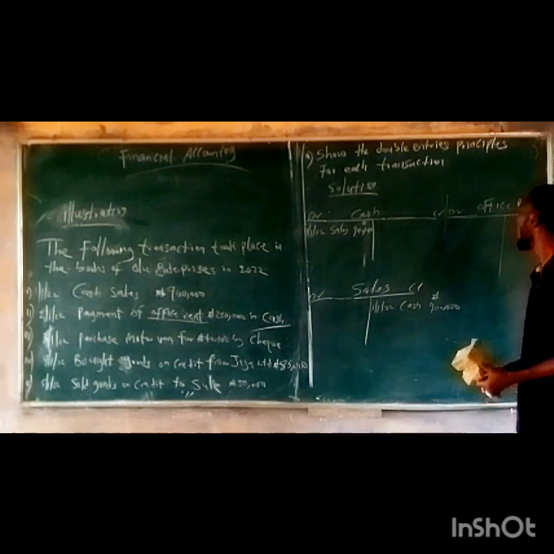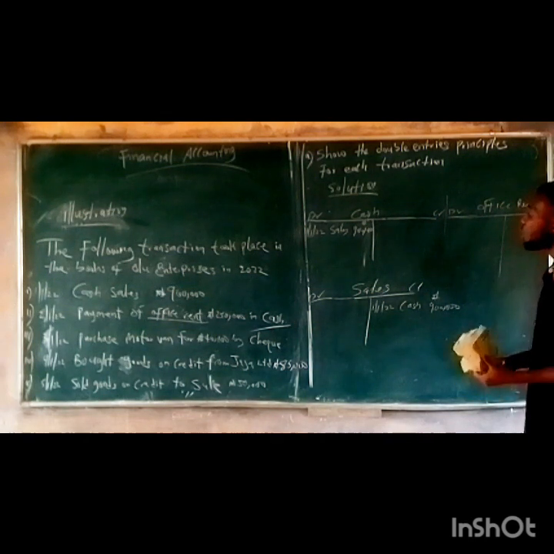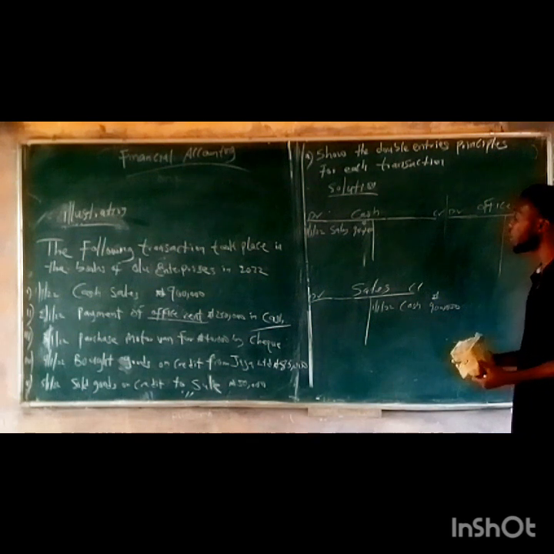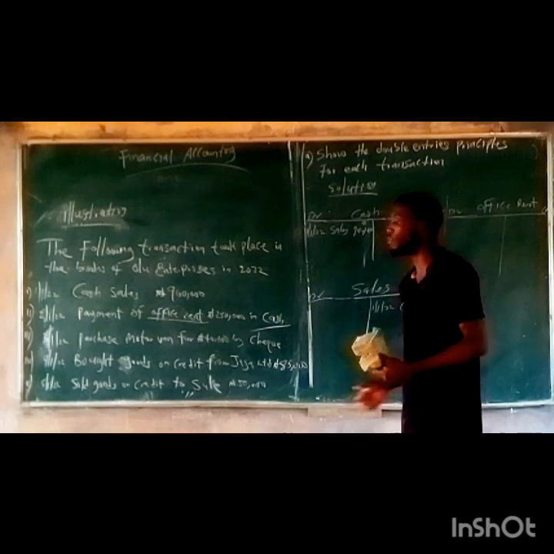Alright, now payment of office rent 250,000 naira in cash. Now how do I do that? The first thing you need to do is identify the two major accounts, which are the office rent and that of the cash.